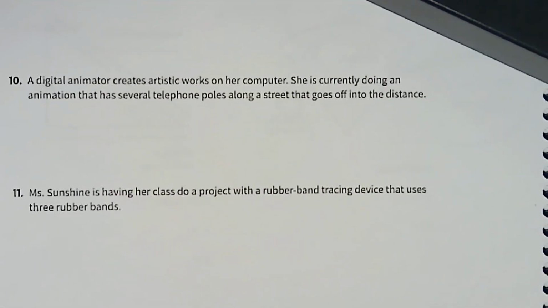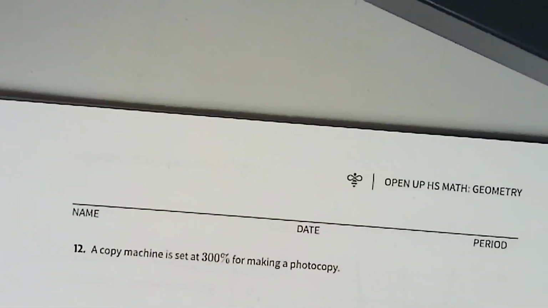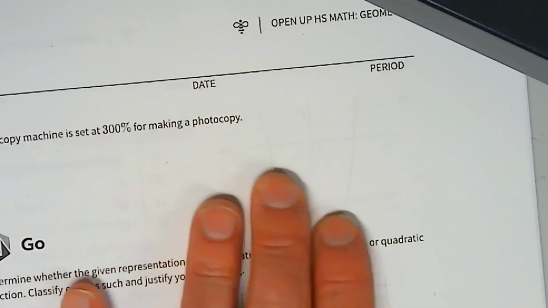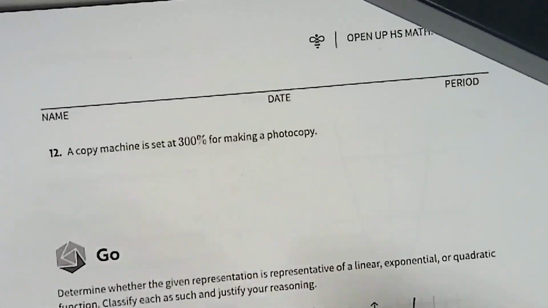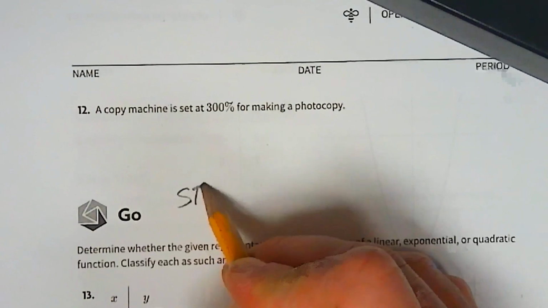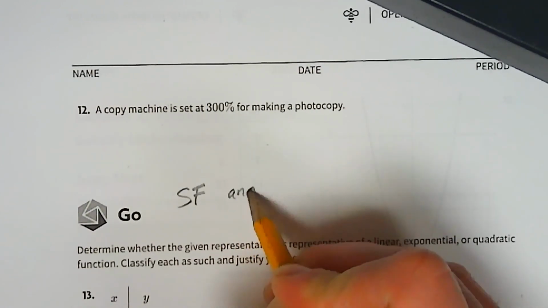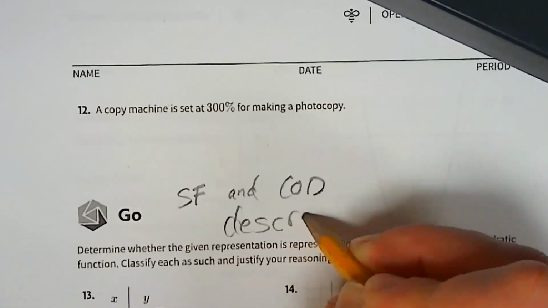A digital animator creates artistic works on the computer. She's currently doing an animation that has several telephone poles along the street that goes off into the distance. Can't wait for the answer key for this one. They're going to be so cool. A copy machine is set at 300% for making a photocopy. What's the scale factor? What's the center of dilation? For all those story problems, up to 12, describe or determine the scale factor and center of dilation.